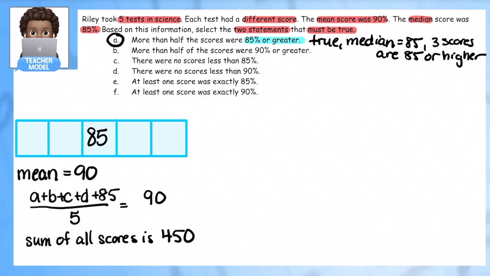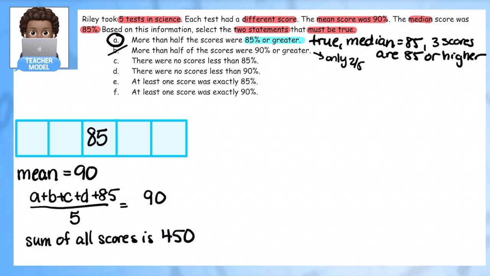Let's look at the second one. More than half the scores were 90 or greater. Well, that one's not true, because even if this one was a 90 and this was a 91, that would only be 2 out of 5. So not possible. That's not more than half.